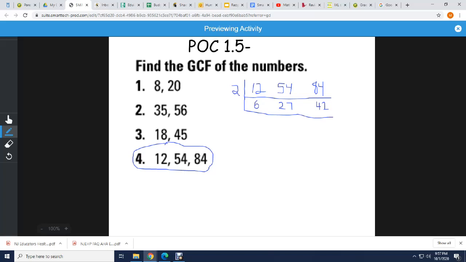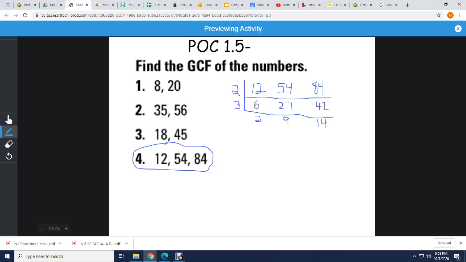Right? 3 goes into all of them. So, 6 divided by 3 is 2. 27 divided by 3 is 9. And 42 divided by 3 is... Where was I with that? 42 divided by 3 is 13. Sorry about that. No, 13? 30? No. 14. Sorry. It is 14. So, 42 divided by 3 is 14. So, now I look at 2, 9, and 14.